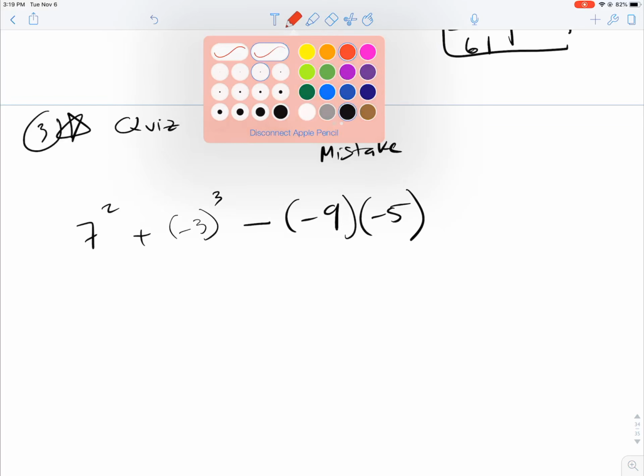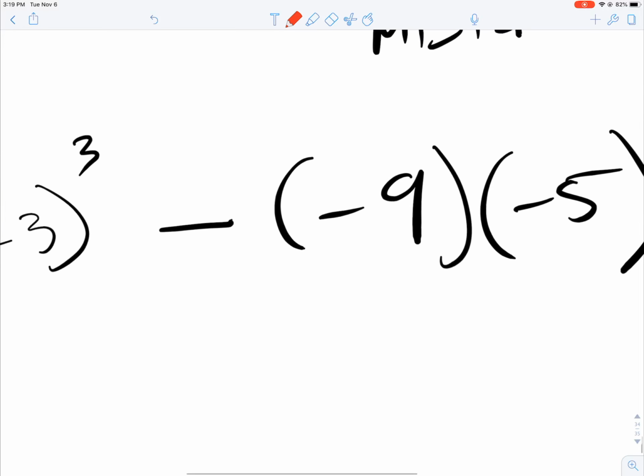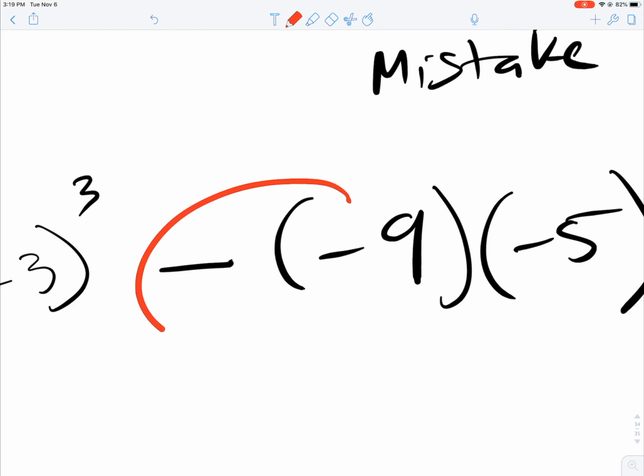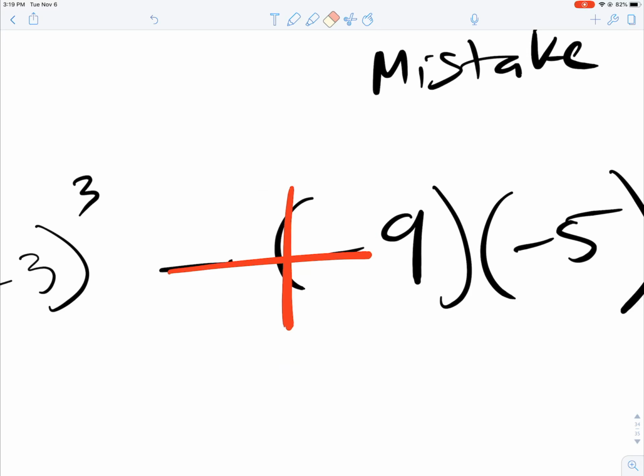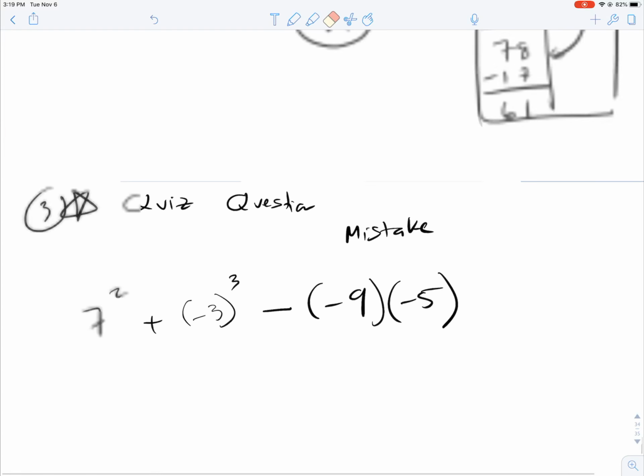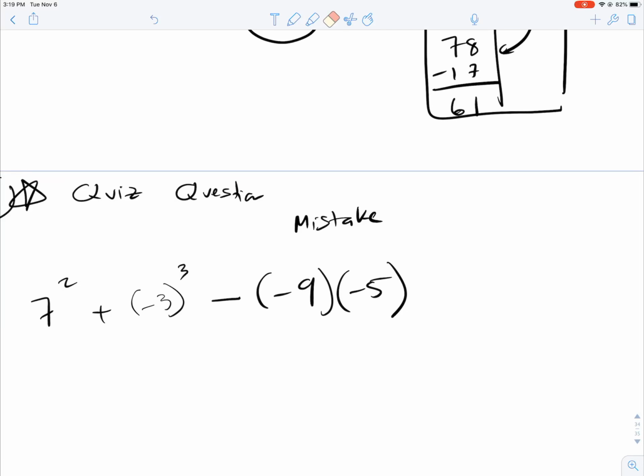I know the first thing you're noticing right away is that there is a double negative, so you almost want to make this positive 9 already. But before we do any kind of addition or subtraction or anything that we change the operation sign, you have to look at what's happening. The first thing I have to look at is that this is actually multiplying.